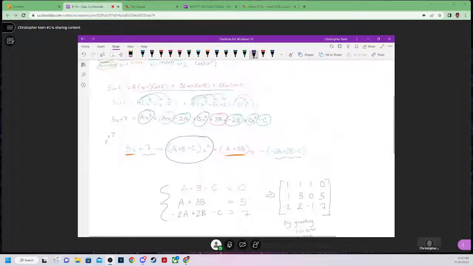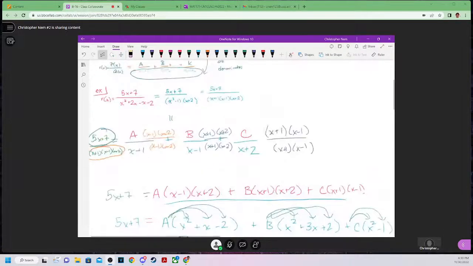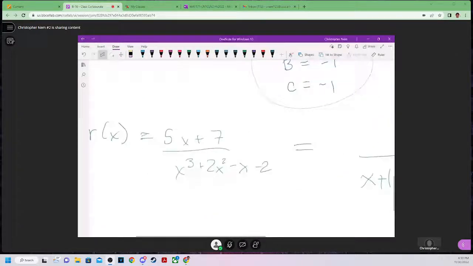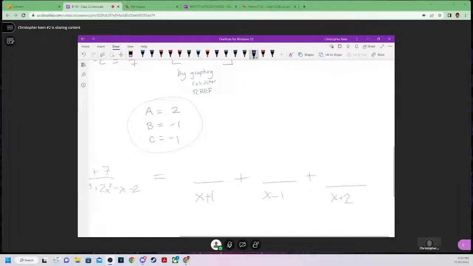So you've got to go back to the original problem up here. Where did we put the A, the B, and the C? Whichever denominators you have, they should match up correctly. It says here the A matches up with the x plus 1, the B matches up with the x minus 1, and the C matches up with x plus 2. So if I go down here, this is A, B, and C. So this is going to be 2 over x plus 1, plus negative 1 over x minus 1, and then plus negative 1 over x plus 2. This is our partial fraction decomposition.